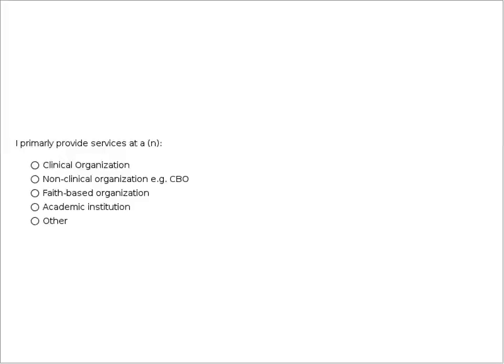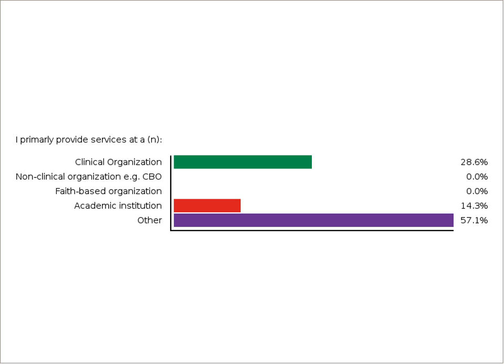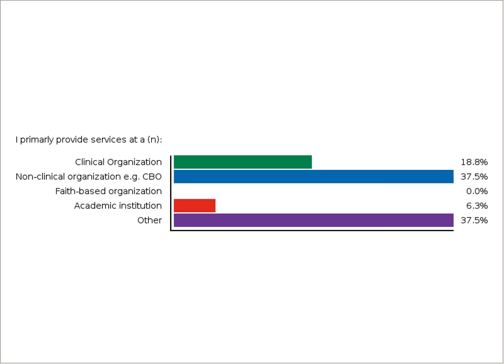Thank you. Before we have our first presenter, we would like to get a sense of who is participating on the webinar. So as you can see, our first polling question is asking for you to provide your primary service. Where do you provide your primary service? Is it at a clinical organization, a non-clinical organization such as a CBO, a faith-based organization, an academic institution, or other? Please select the appropriate choice and click Submit.